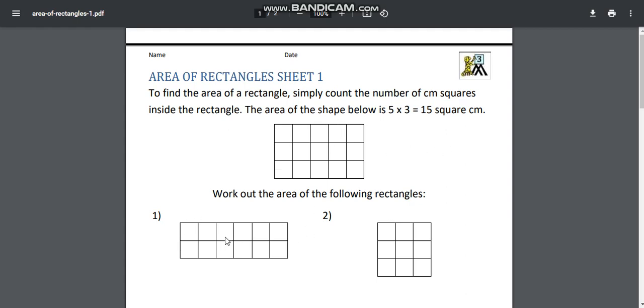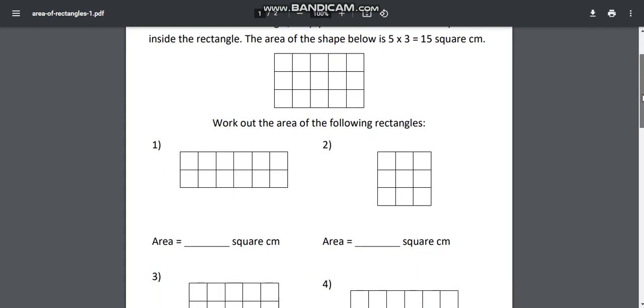Okay, so you can pause the video and try to work these out yourself. So here, the area of this rectangle would be 6 by 2, which is 12 squares, okay? And this one is 3 times 3, which is 9 centimeters squared. Okay, so there are your answers for that one.